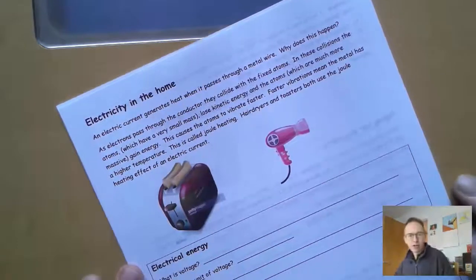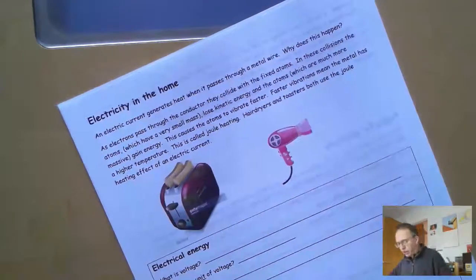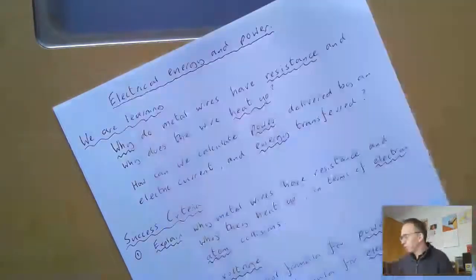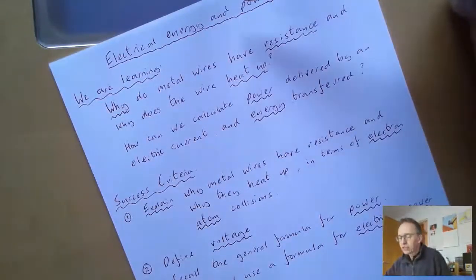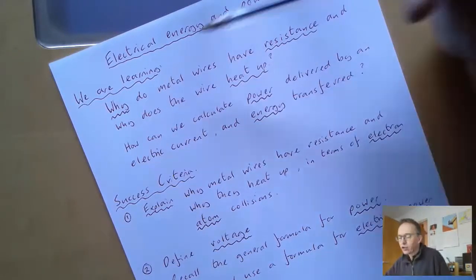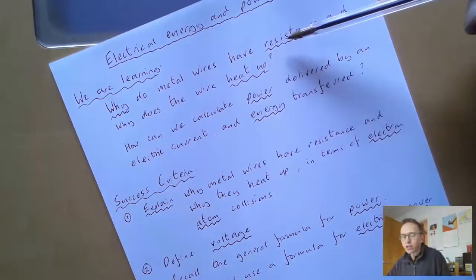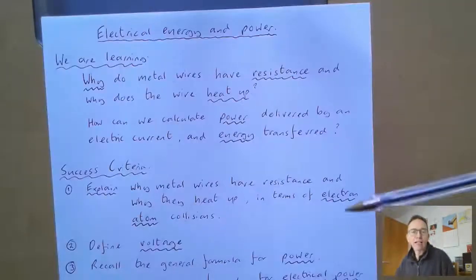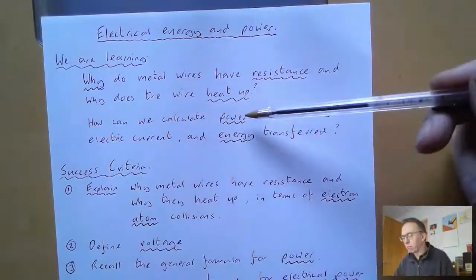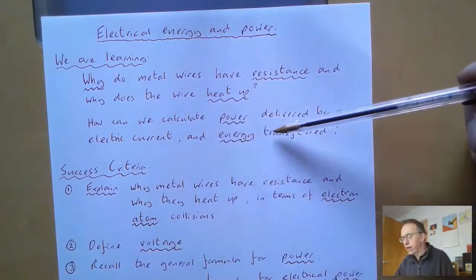Okay. Now, this is page 70 in the white notes, and I've written out here some learning intentions. So, in this video and in this lesson, we are learning: why do metal wires have resistance, and why does a wire heat up? How can we calculate the amount of electrical power delivered by an electric current and the amount of energy that it's transferred?